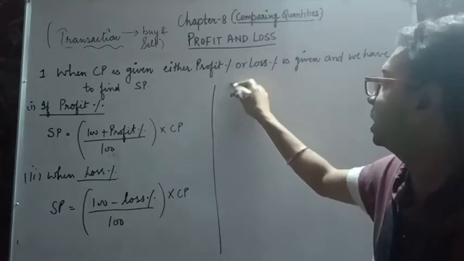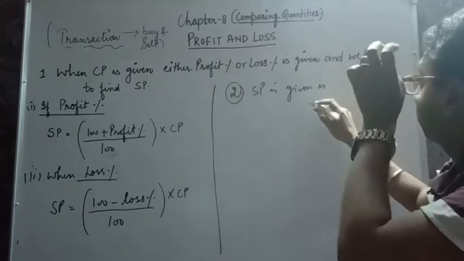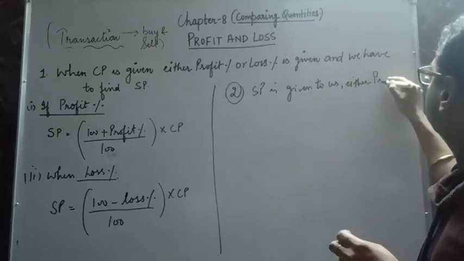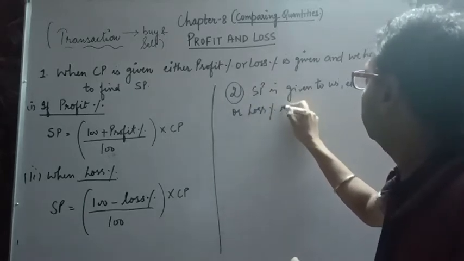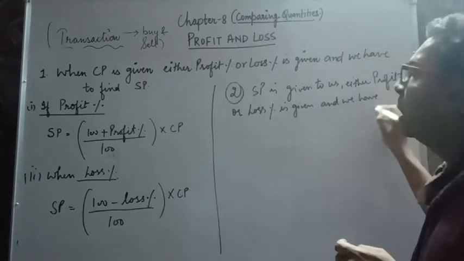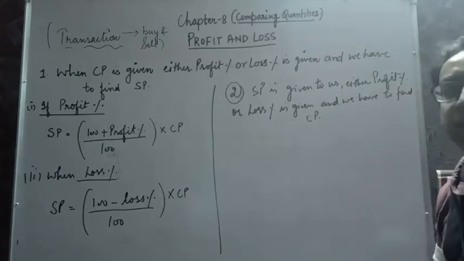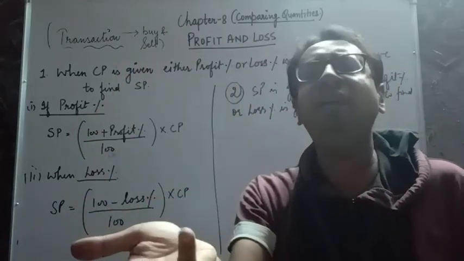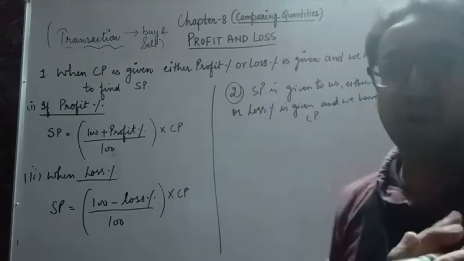Next particular situation is the reverse. SP is given to us, either profit percent is given or loss percent is given, and we have to find, हमें क्या निकालना है? We have to find CP. Very easy. Because the situation has reversed, the formula will also reverse. अगर आप situation change करते हैं, in that case, you need to reverse the formula also.